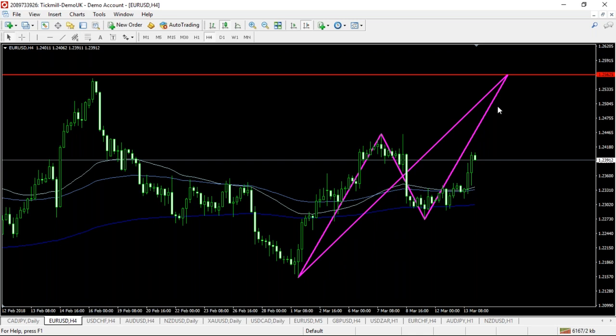Now, the reason for converting from an ABCD pattern to a geometric pattern is to get that cross point right here. That cross point is called a centroid. That actually means the intersection between your AD line and your BC line. When you've got a cross, like an X in the middle here, it gives you an indication of where your entry point could probably be.